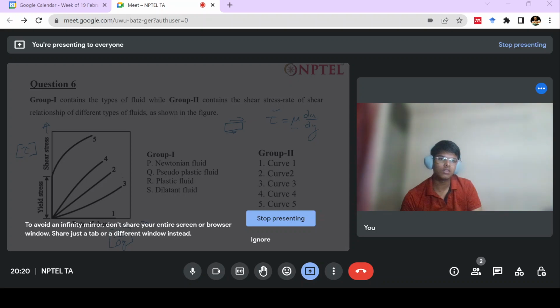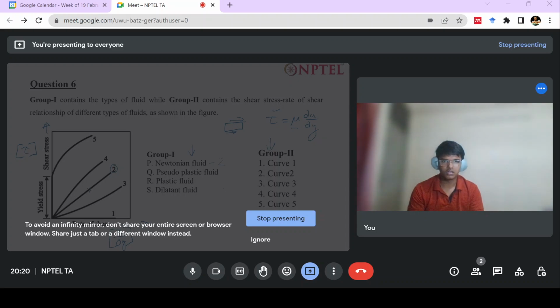What we call it, we have called it Newtonian. So this 2, which is a straight line, corresponds to a Newtonian fluid because here the slope is the same. This is a straight line, the slope is the same. So mu is constant. So we have till now studied only Newtonian fluid. So we have to match these elements with these curves. So Newtonian fluid we can match with.